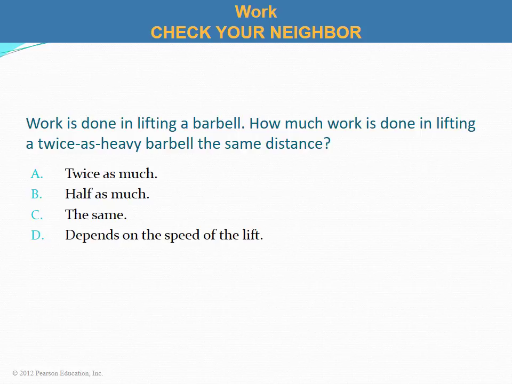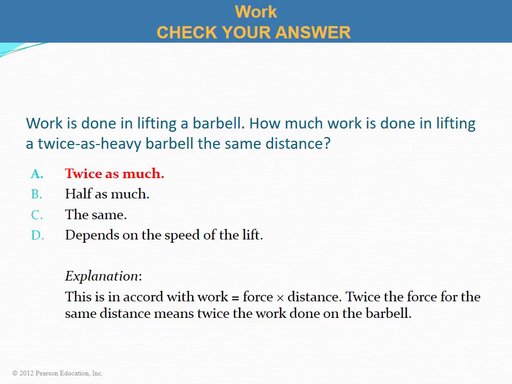Work is done in lifting a barbell. How much work is done in lifting a twice as heavy barbell the same distance? A, twice as much, B, half as much, C, the same, D, depends on the speed of the lift. A, twice as much. This is in accord with work equals force times distance. Twice the force for the same distance means twice the work done on the barbell.